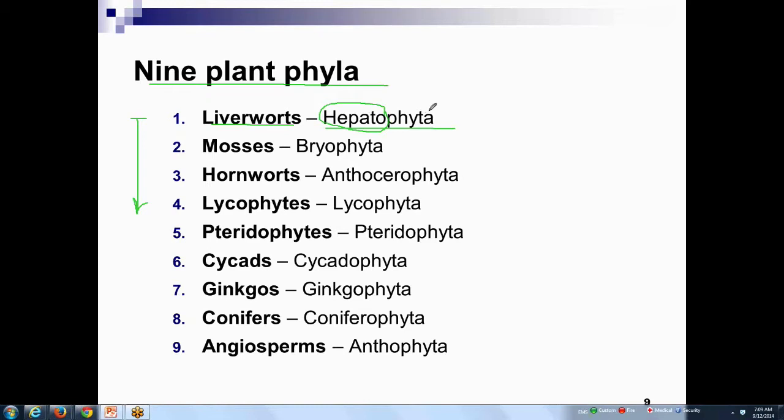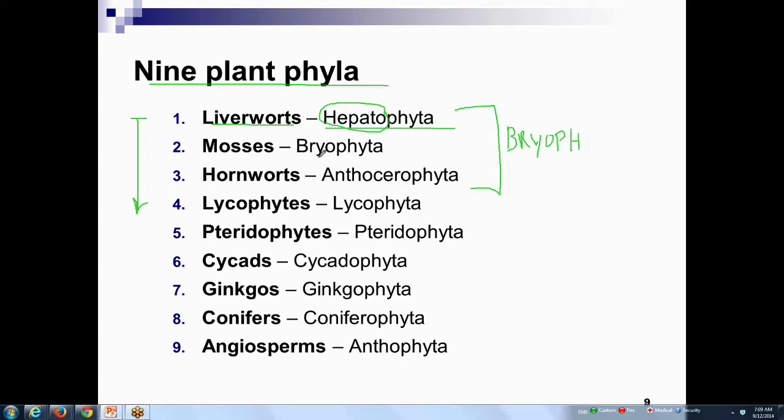And these liverworts and mosses and hornworts together are called bryophytes, and that's really what we're going to focus on today in today's online lecture 3B. But we're going to get to the others here just briefly. I want to touch on them too.